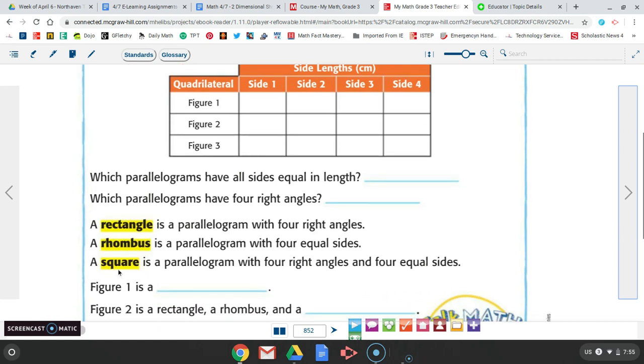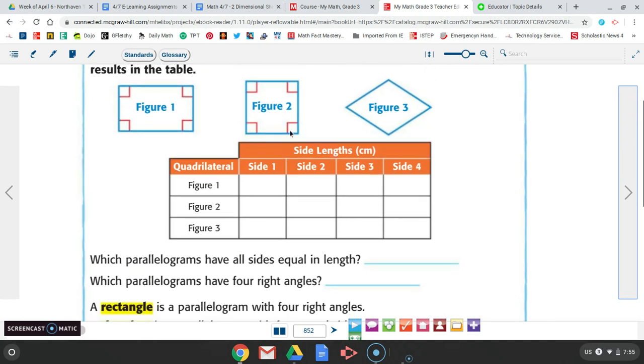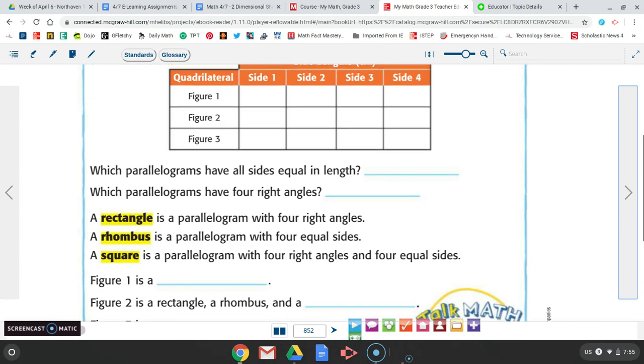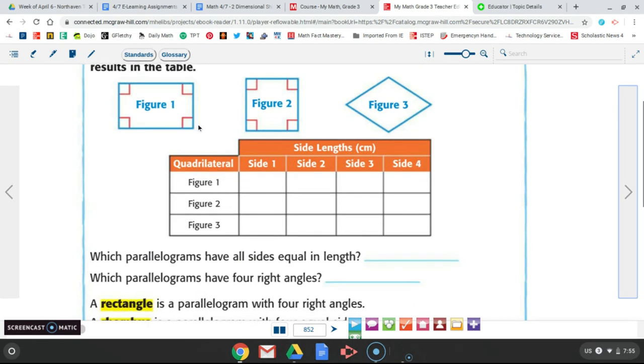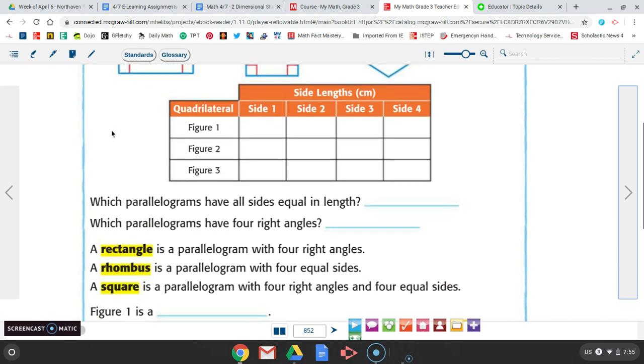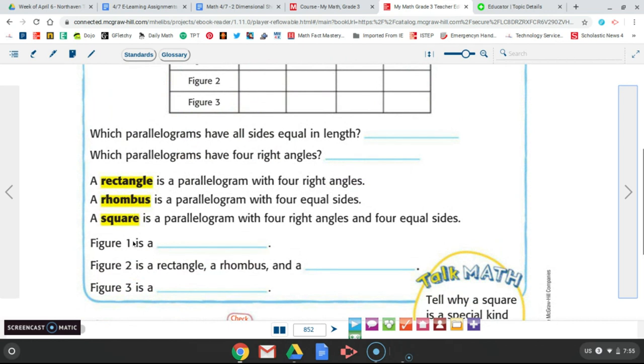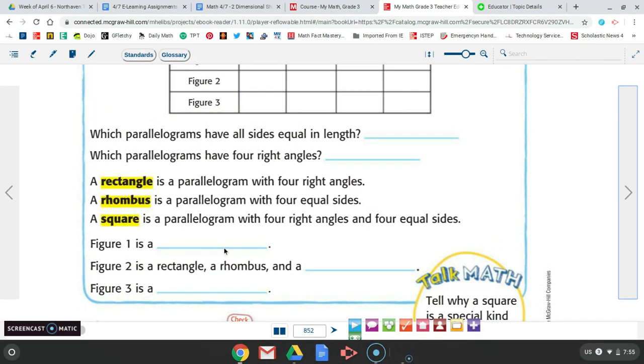A square is a parallelogram with 4 right angles and 4 equal sides. So in order for something to be called a square, all of the angles have to be the same and all of the sides have to be the same. So figure 1, you can see that there are 4 right angles, but notice how the top and bottom side are longer than the right and left. So that tells me that figure 1 is a rectangle, okay? So you would write rectangle here. Figure 1 is a rectangle.